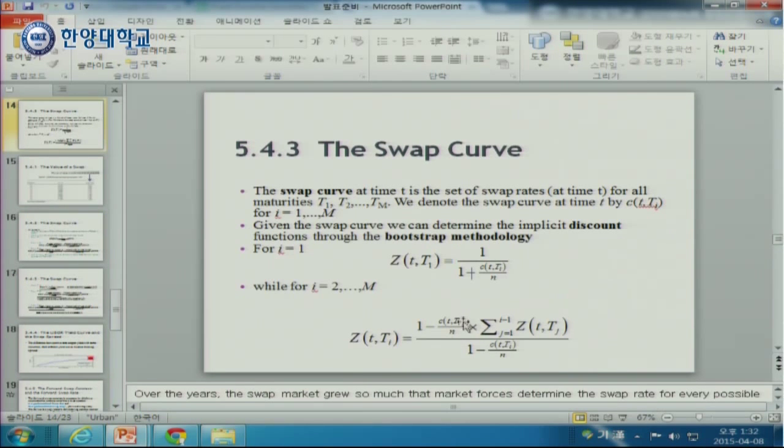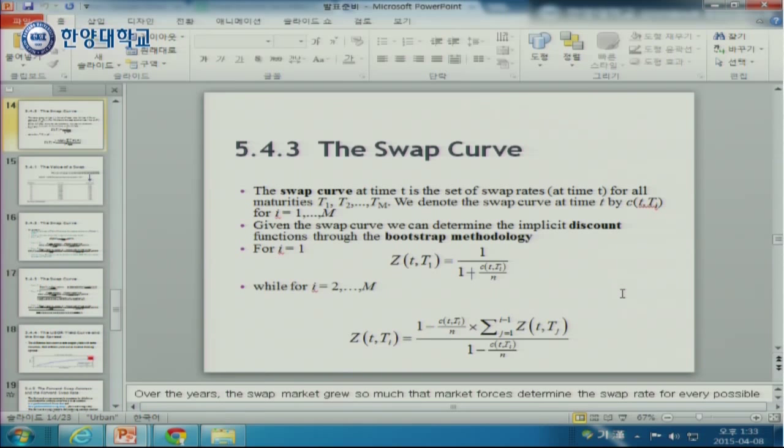Yes, this one. Okay. So given the swap rate, with the very first swap rate we can get the very first zero coupon bond price, or discount factor, and then from the next one, using the next swap rate and the previous zero coupon bond, we can iteratively solve for all remaining zero coupon bond prices. Okay, so it's another one.